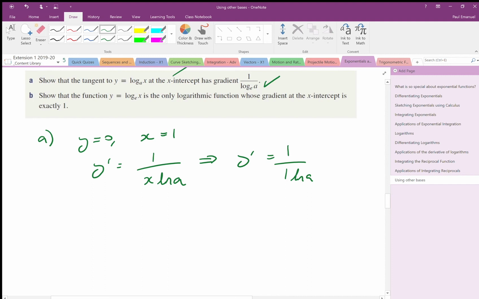And then it says, show that that's the only logarithmic function whose gradient is exactly 1. Let's solve this: 1 on log a equals 1. Log a equals 1. a equals e. Done.